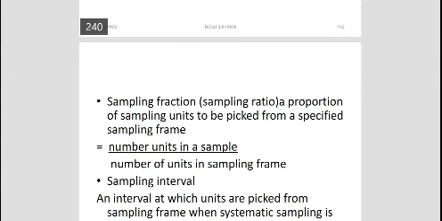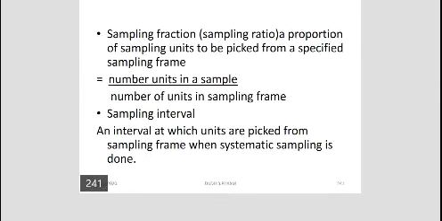So we have sampling fraction. Sampling fraction or sampling ratio is a proportion of sampling units to be picked from a specified sampling frame. This sampling fraction, you take the number of units. For example, maybe out of 25, you have chosen 10 schools. So the sampling fraction is 10 over 25. Are we getting the point?